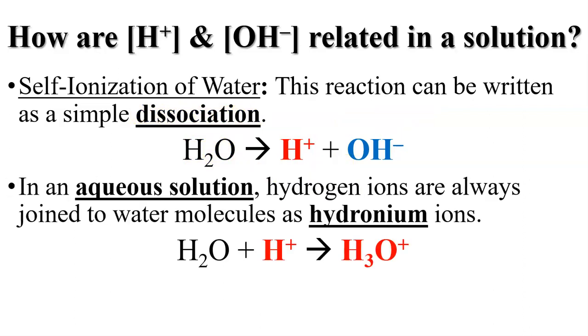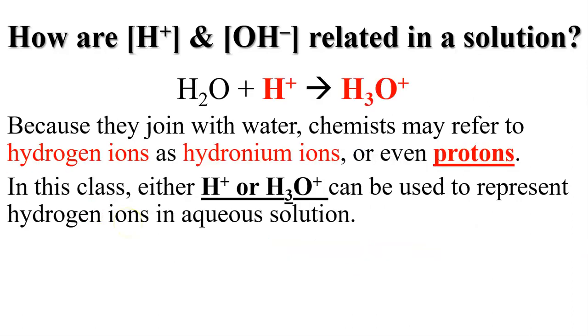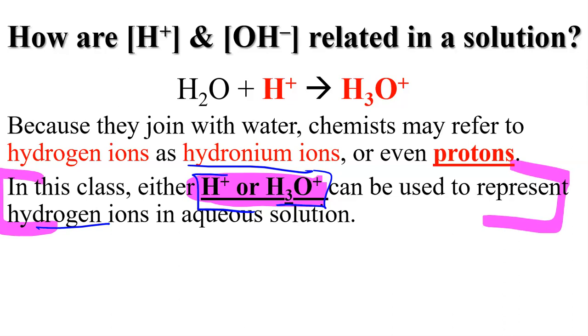In an aqueous solution, hydrogen ions are always joined to water molecules as hydronium ions. So H2O plus H plus creates H3O plus. Because they join with the water, chemists may refer to hydrogen ions as hydronium ions or even protons. In this class, either H plus or H3O plus can be used to represent hydrogen ions in aqueous solution. So you need to remember, if you see H plus or H3O plus, it's essentially the same thing. If you want, highlight that, circle it, whatever you need to do. This is very important. Don't forget it.